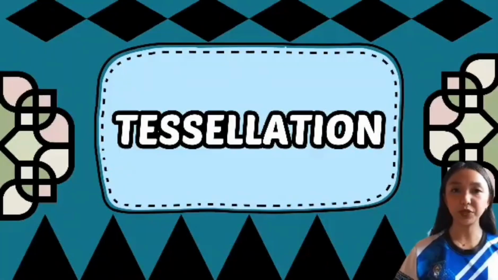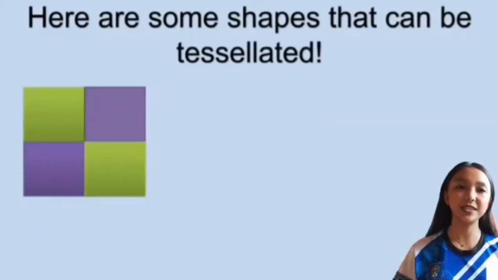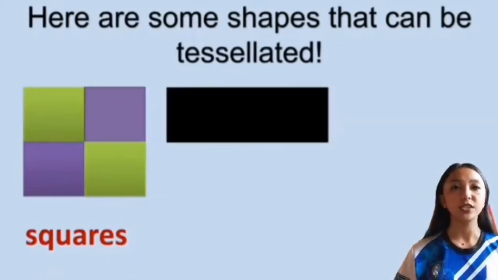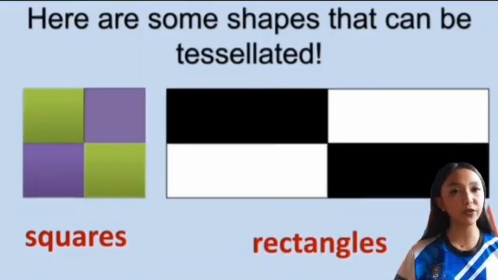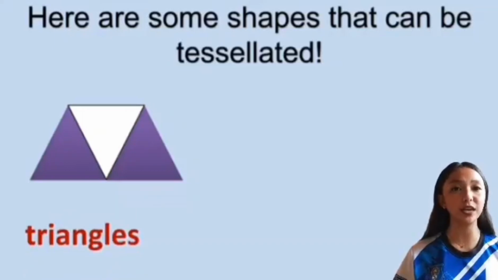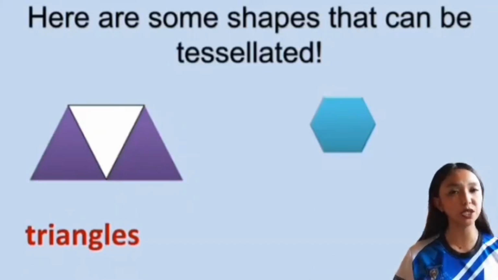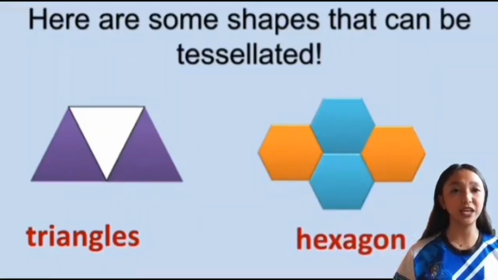Now let's meet some shapes that are masters of tessellation. We have the trusty square. It's a tessellation superstar. The rectangle is also a great shape that fits together perfectly. Triangles, especially equilateral ones, can also create amazing seamless patterns. And of course, the hexagon, which we see in nature's honeycombs.